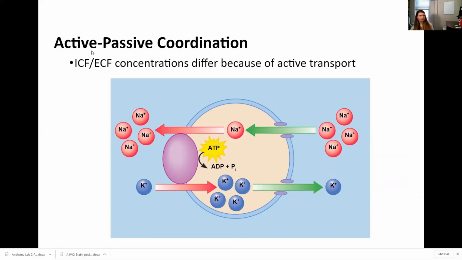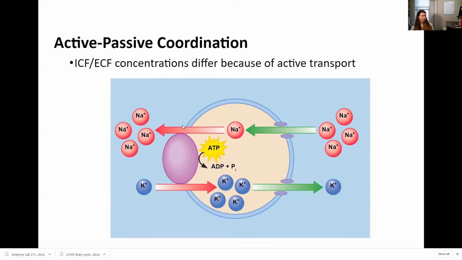So we call this active-passive coordination because we're going to set up gradients using active transport. So we're going to make the intracellular fluid and the extracellular fluid different from each other, have some type of a gradient through active transport using energy. And then later we're going to be able to release those gradients to power secondary active transport and also to allow passive transport of things across the membrane when we're using that for things like signaling.